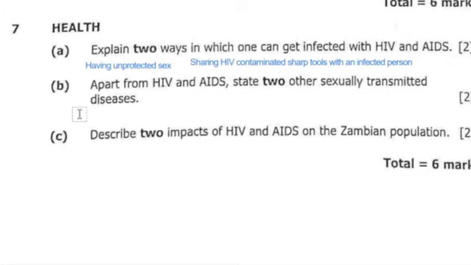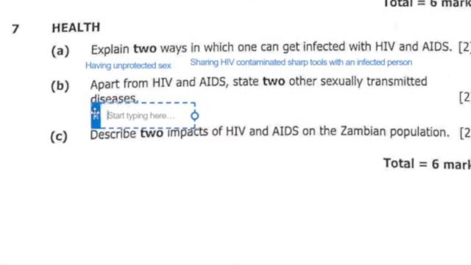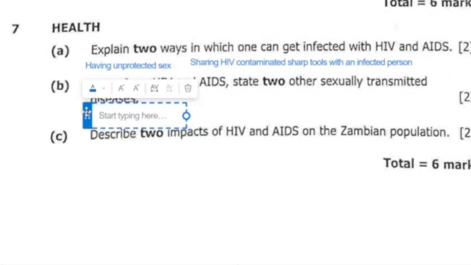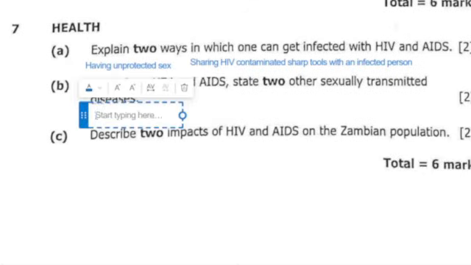So those are the three ways in which HIV or AIDS can be transmitted. Okay, so now we come to question number 7b, apart from HIV and AIDS, state two other sexually transmitted diseases. So one is syphilis. If you are having sex without protection, you may contract syphilis.